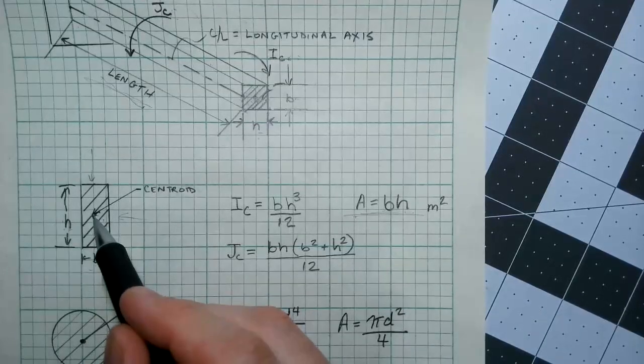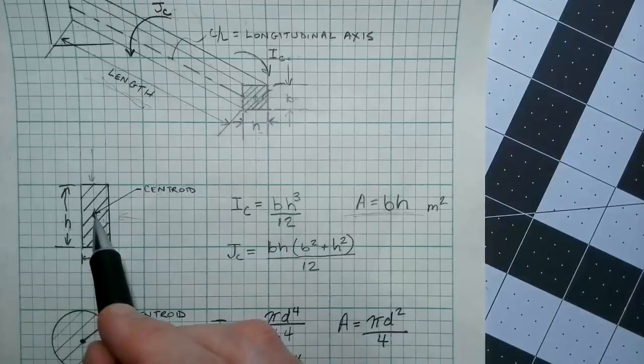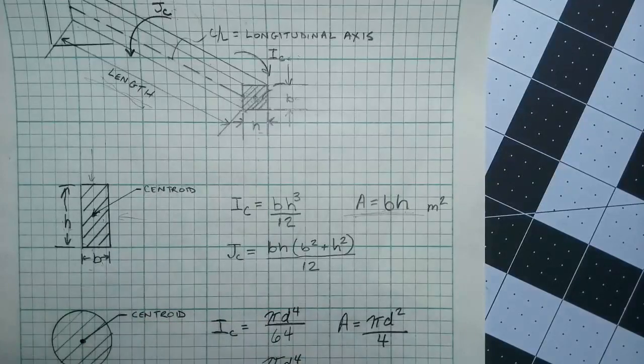That's the same as the center of gravity in most cases. So in a rectangular object like this one, it's going to be halfway up the height and halfway over from the base. So right in the middle, that's your centroid. And that's where you're going to find your second area and your polar moments of inertia.